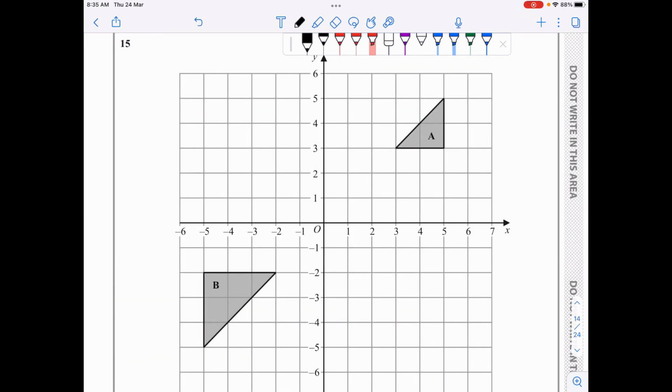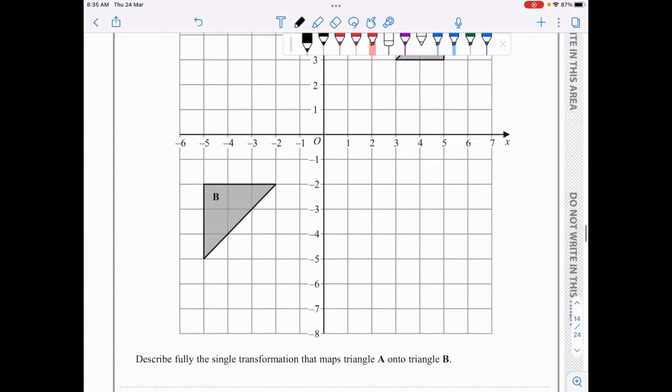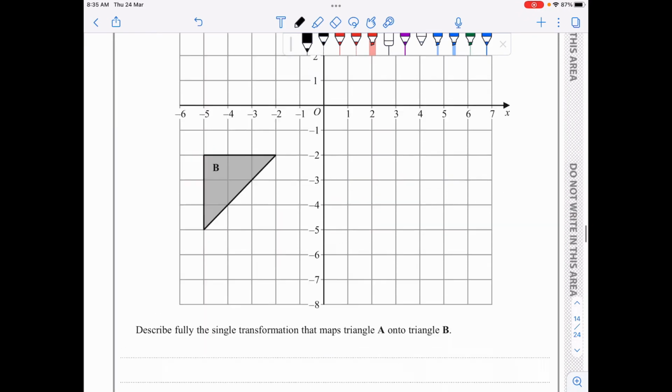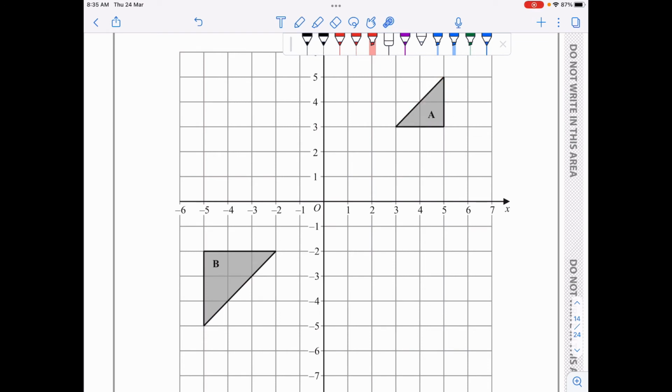We are given this triangle A and B, and we need to describe fully the single transformation that maps A onto B. So looking at it, the first thing I observe is that the size has changed, and so it's obviously an enlargement. I also see that the orientation has changed, so it's a negative enlargement.